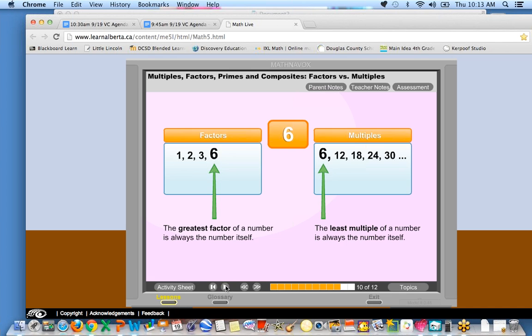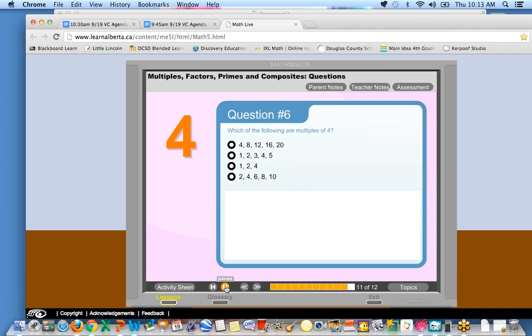Okay. All right. It's time to wrap things up with a few questions to check your understanding of factors, multiples, primes, and composites. Which of the following are multiples of 4? Click on the circle next to your choice of answer. Okay, so let's just pretend this is A, B, C, and then D. So which one of them is showing me the multiples of 4? So think of multiplying.